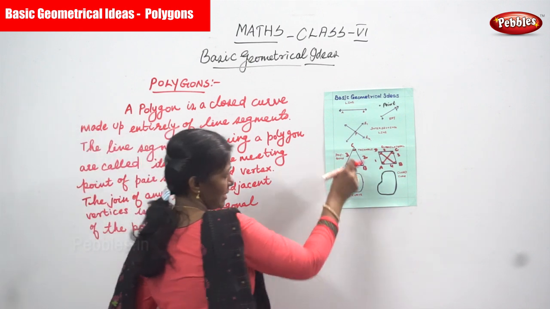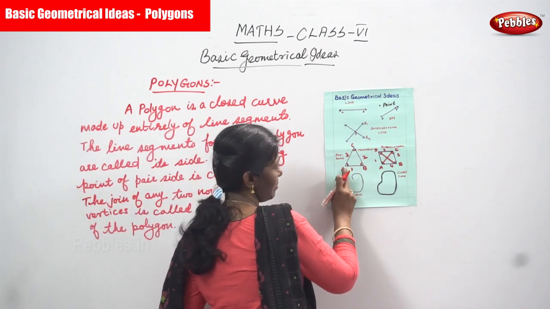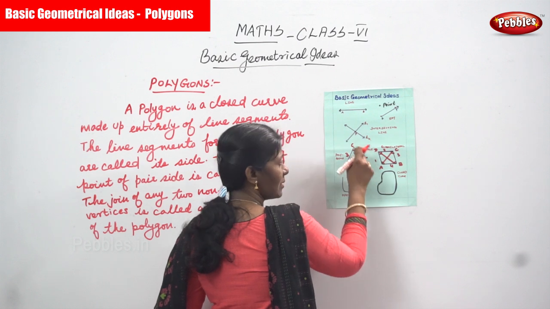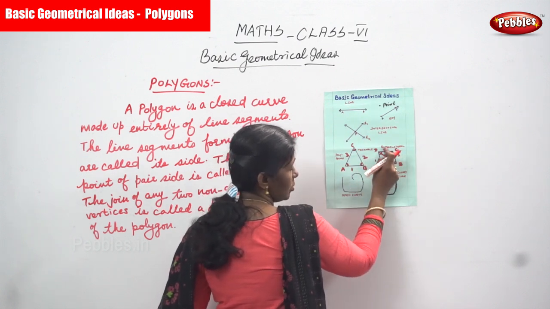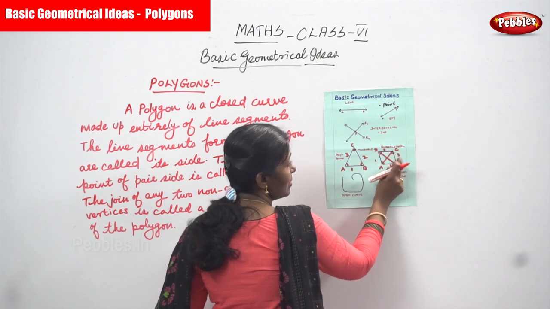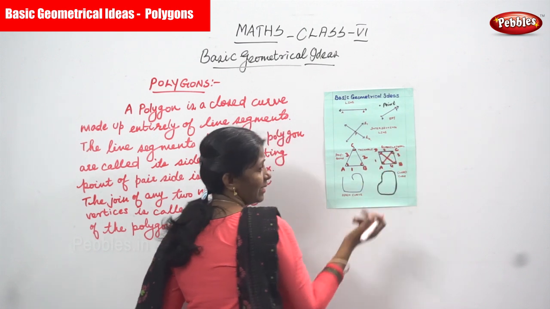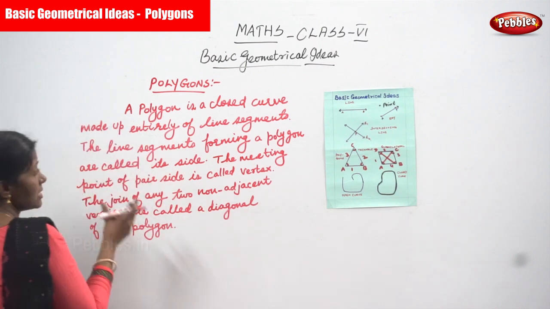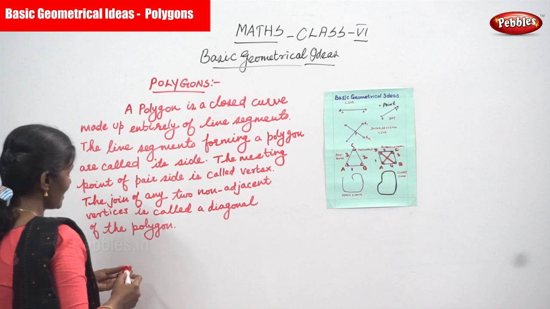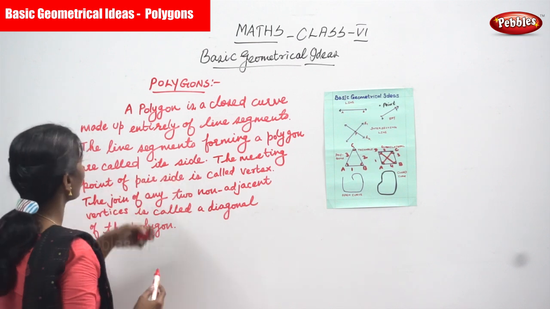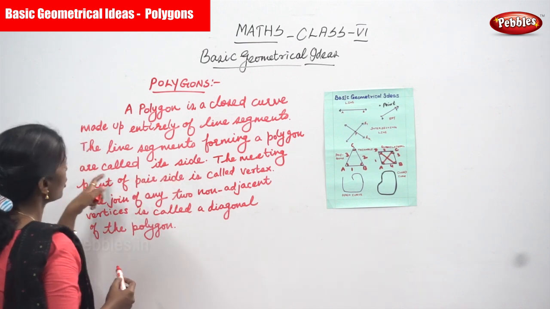This is a line segment because, for example, this is 3 centimeters, this is 3 centimeters, and this is 3 centimeters. Or, for example, it is 4 centimeters, 2 centimeters, 4 centimeters, and again 2 centimeters. A line segment has a specific measurement, and the line segments forming a polygon are called its sides.